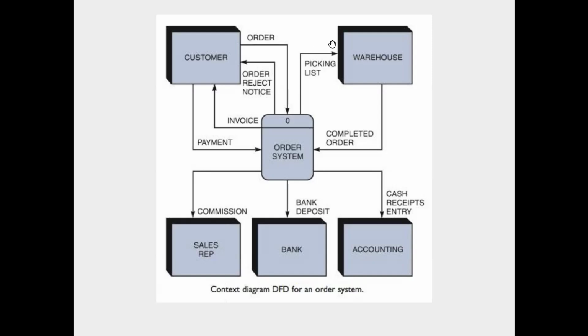If the items are available, then we can inform the customer that, okay, we have stock. And at the same time, you put the invoice, and the customer can pay. So now the warehouse can complete the order, right? Which will be sent to the customer. Then the sales rep gets a commission, the bank gets a bank deposit, and accounting will receive cash.